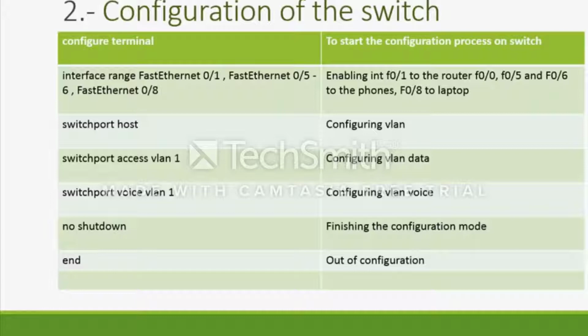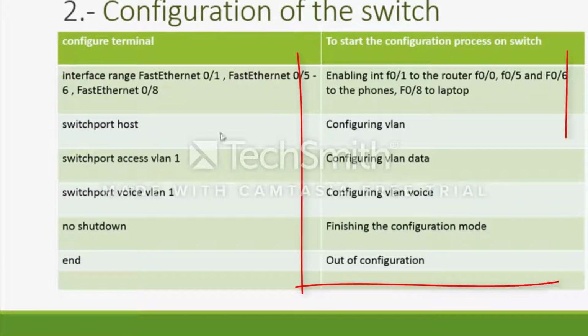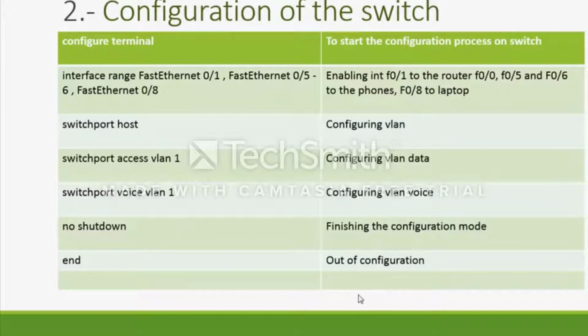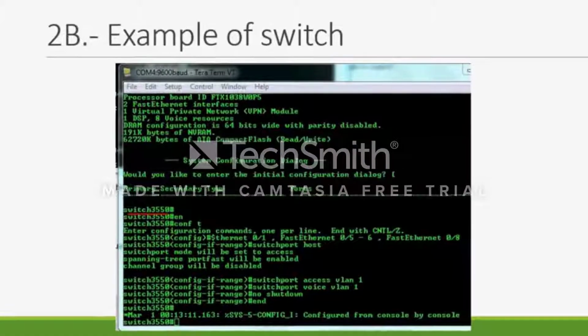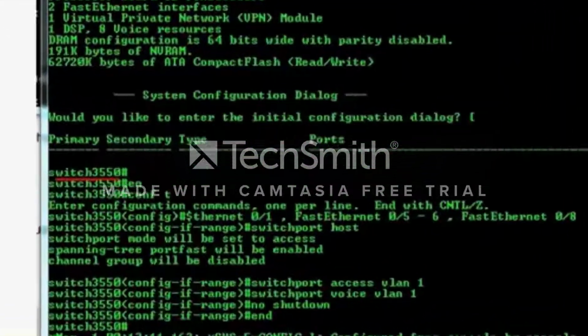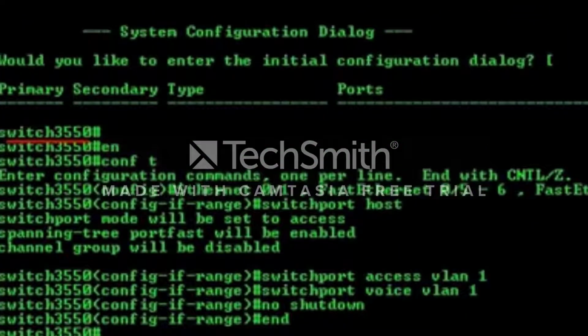From here, we're gonna follow different directions. I don't want to repeat switchport host, configure VLAN, switchport access VLAN, configure VLAN data, configure VLAN voice, because not shut down to finish everything, and end to get out of the configuration mode. You need to start doing that on your own, guys. Please make sure that you take note. Over here, you're gonna see how we apply those changes in real life. Nice, isn't it?